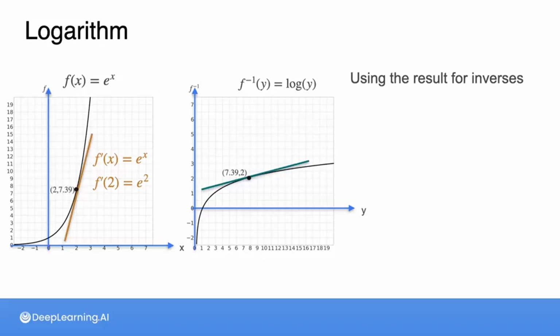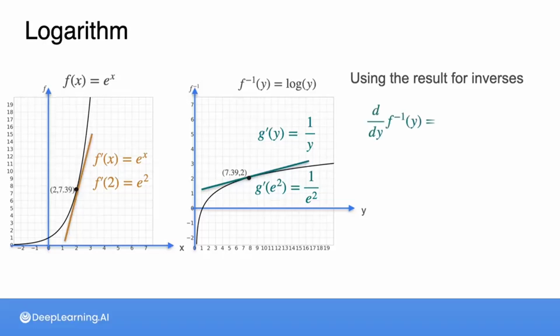So the height at 2 is 7.89, and the slope of the tangent at 2 is also 7.89. So now what's the slope on the graph on the right? Well, because it's the reciprocal of e squared, it's 1 over e squared. So the slope of the tangent line on the right is 1 over e squared. And notice that e squared is y. So therefore, g prime of y is simply 1 over y. Therefore, the derivative of logarithm is 1 over y.